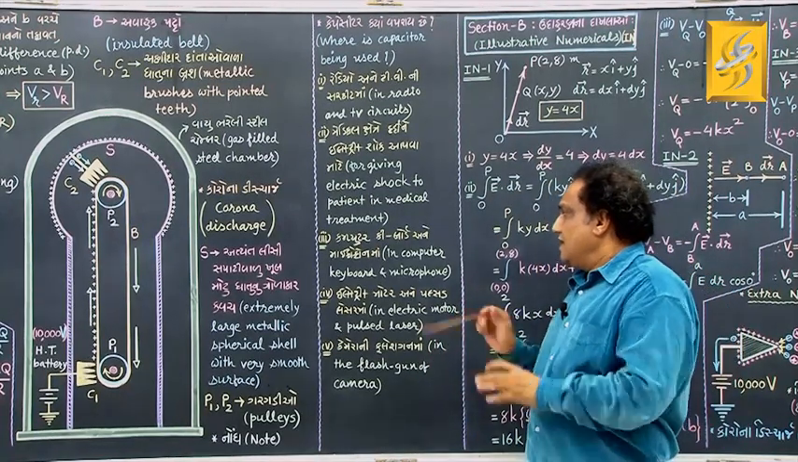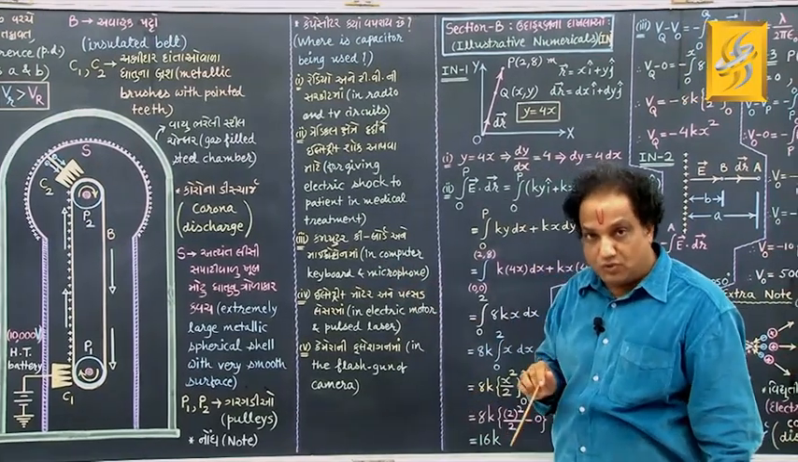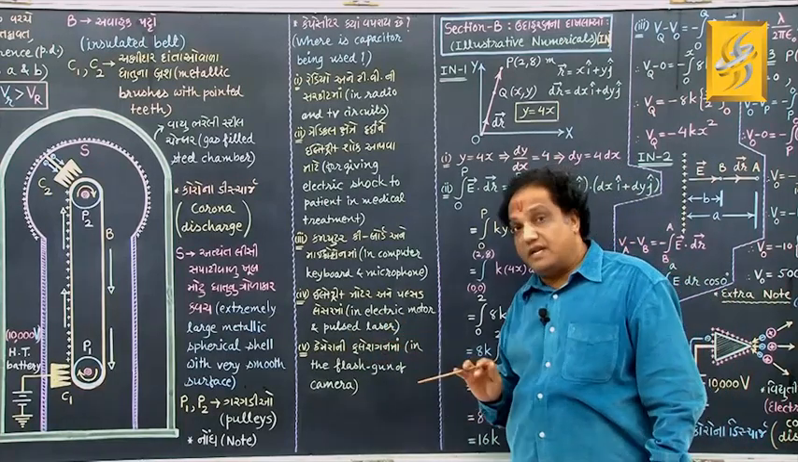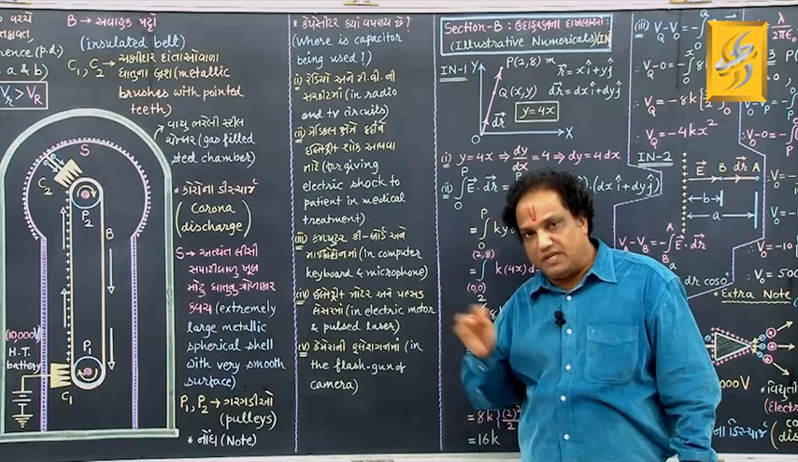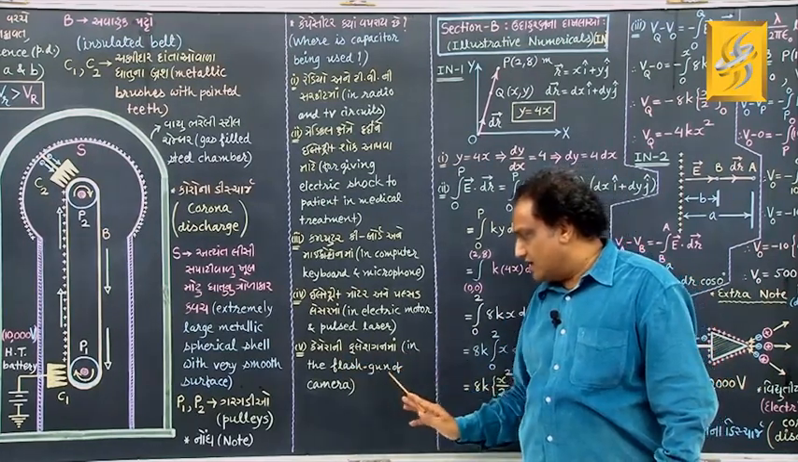Then in computer keyboard and in microphone, capacitors are used. Then in electric motor and pulsed laser, how, that you will study in your higher standards. And then last, in the flash gun of camera.